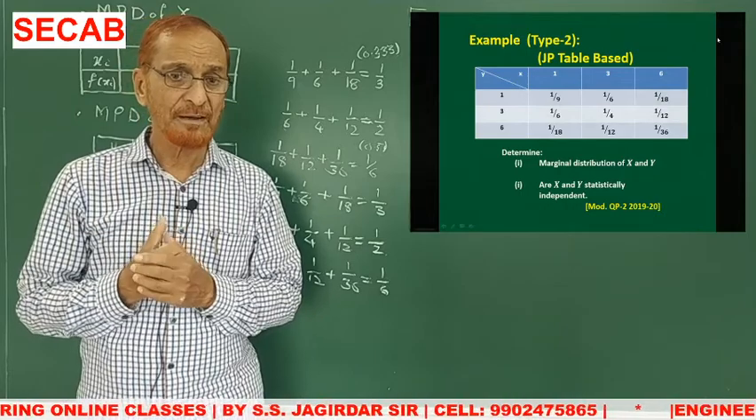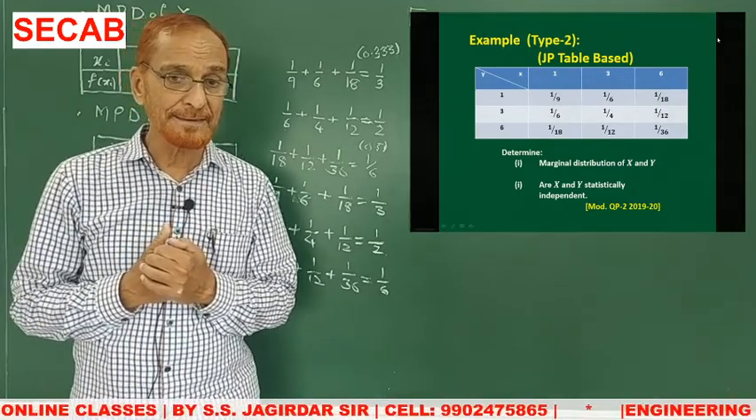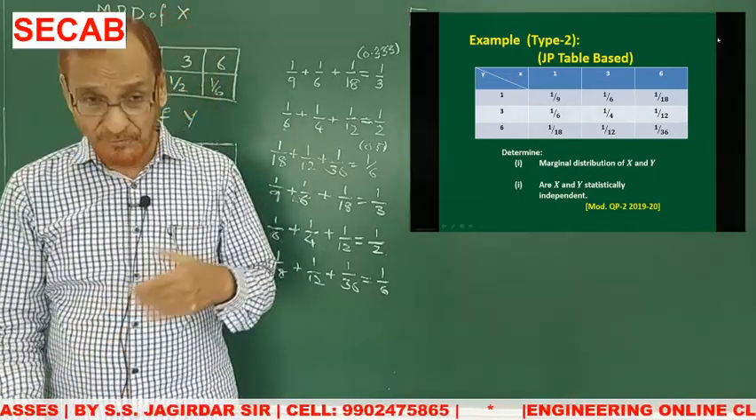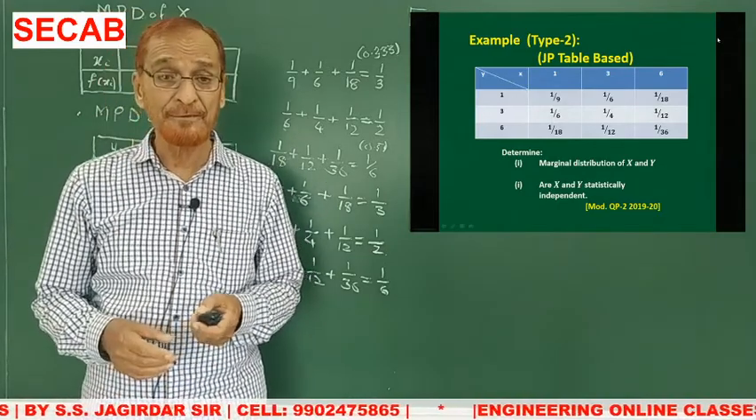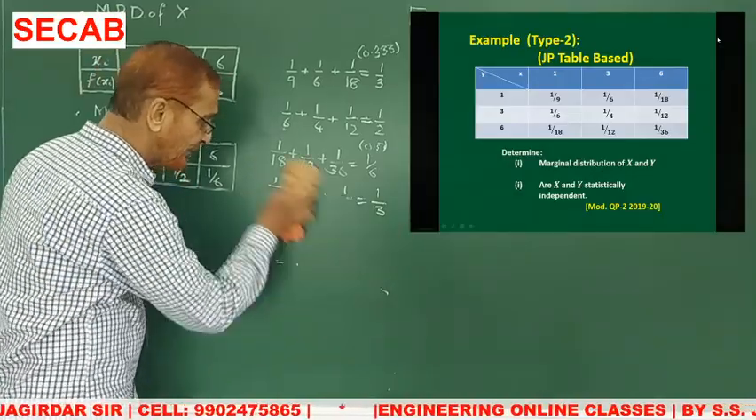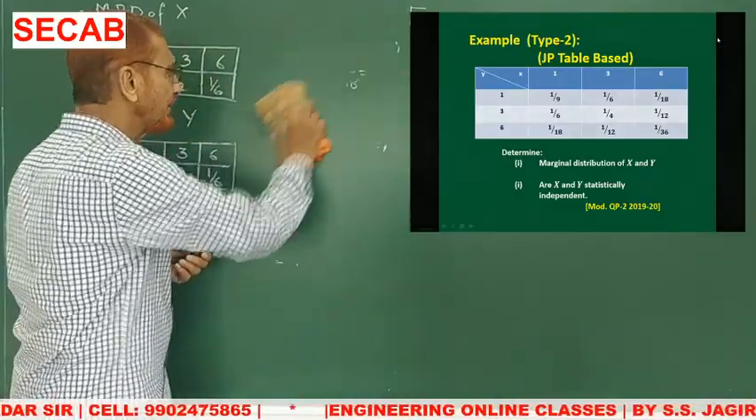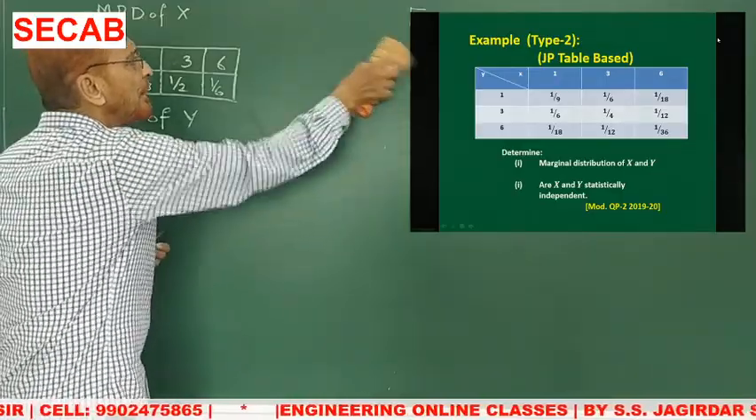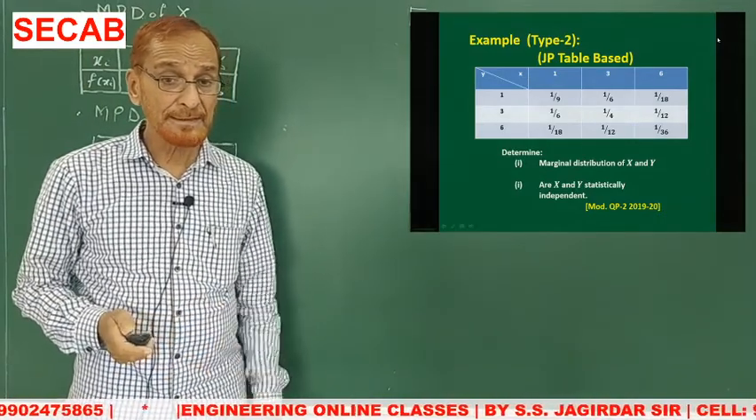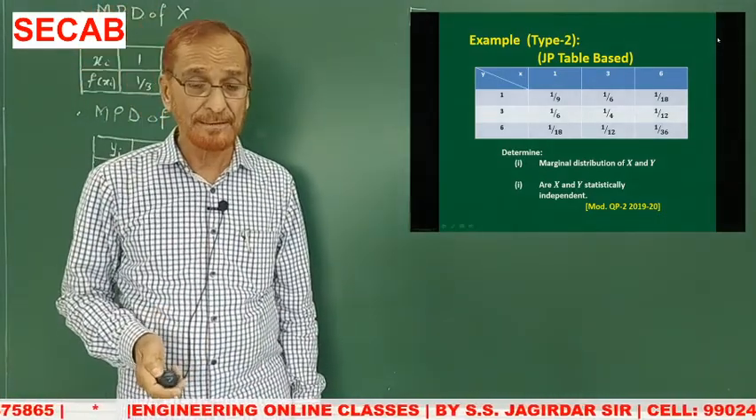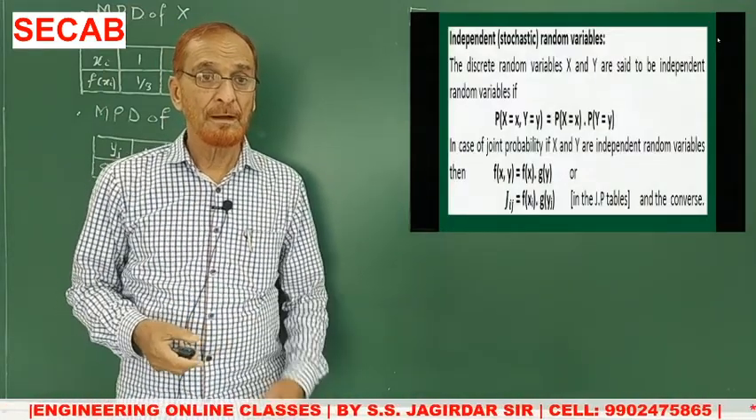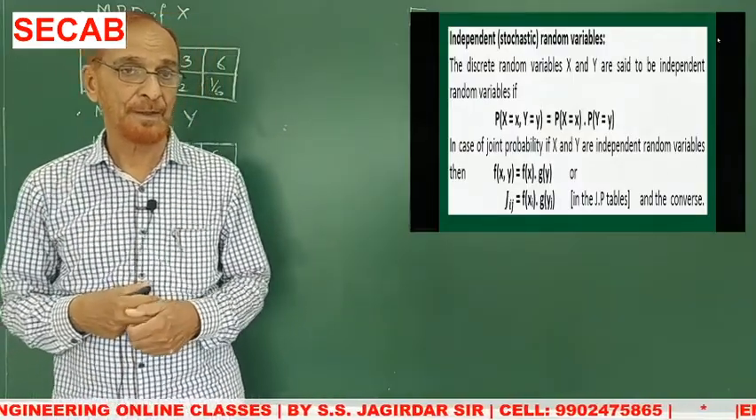The question is, are x and y statistically independent? What is meant by independent random variable? First we will discuss what is meant by independent variable, then we will go for the next. These calculations I will just wipe out, not required. This I will keep for some time. What is meant by a statistically independent variable? For that, watch this definition.